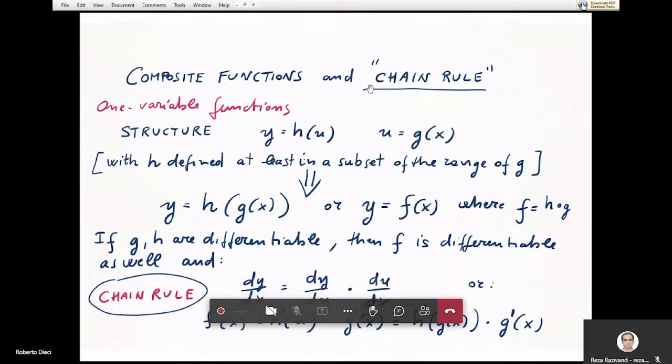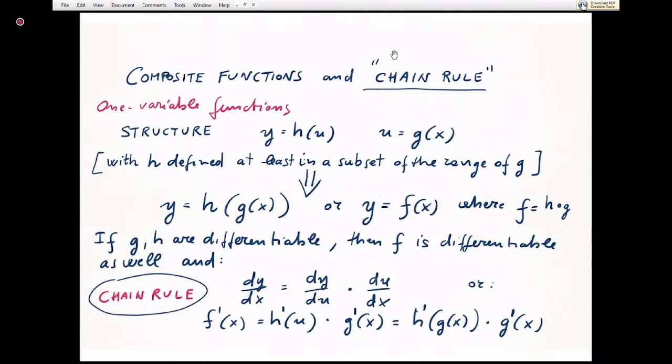Okay, so what is the chain rule? The chain rule is the rule for computing the derivative of a composite function. A composite function means a function of a function. The concept of composite function is a structure that we may have in our mind. We look at a function as a composite function.